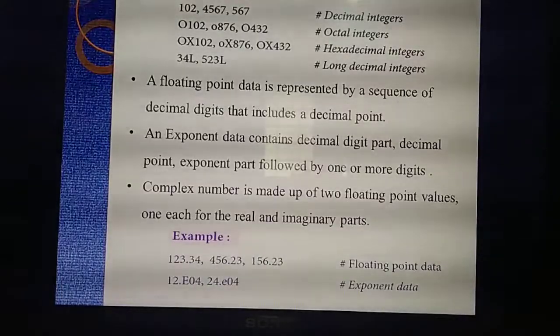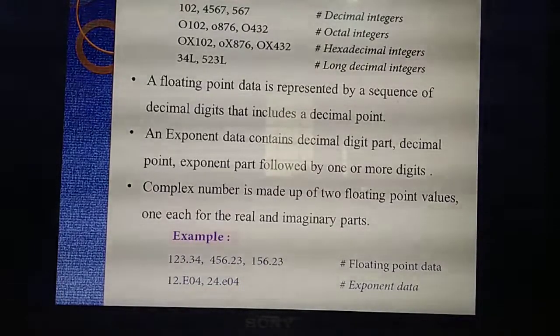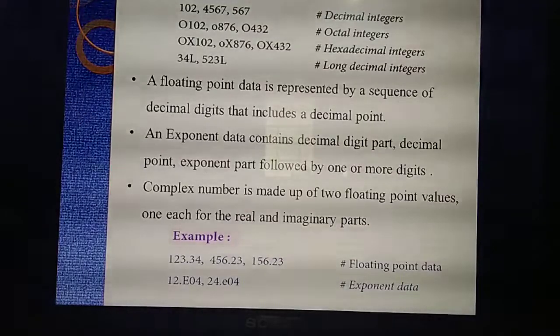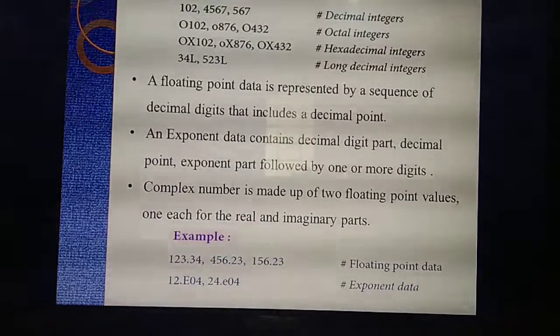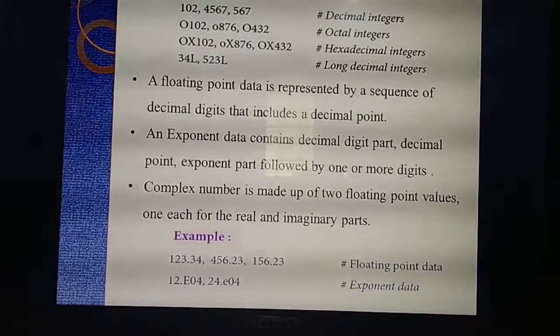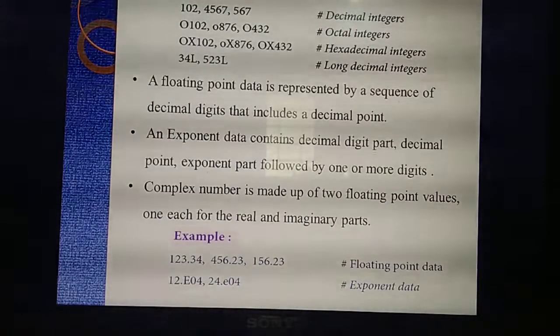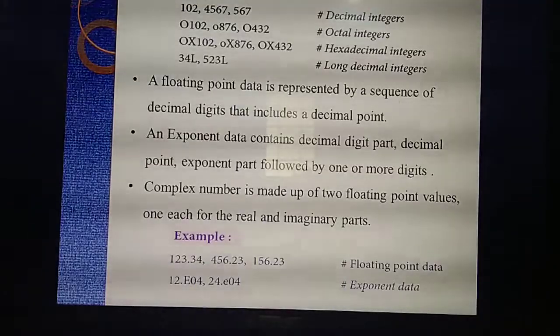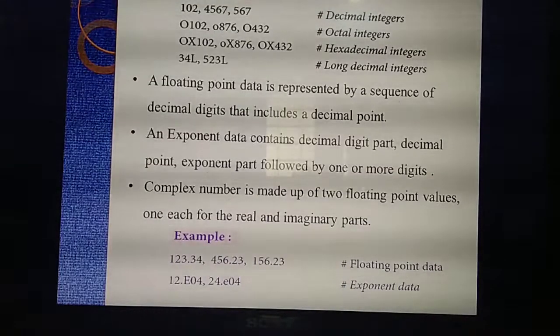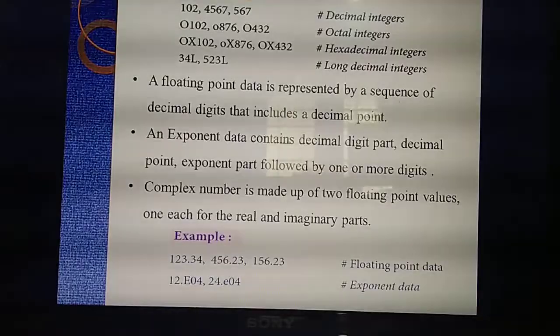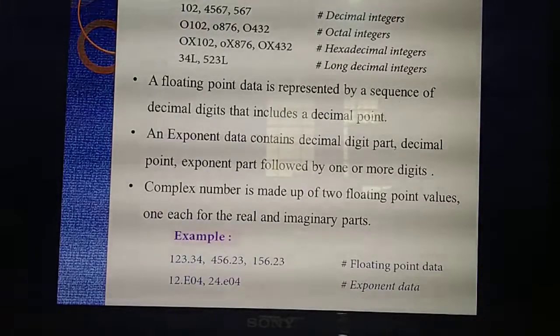Next is a complex number. So a complex number is also made up of how many parts? Real part and imaginary part. That already you know. What's a complex number? 1 plus 3.14j. So what's the real part? That program itself I explained. 1 is the real part. 3.14j, that's the imaginary part. Understand?